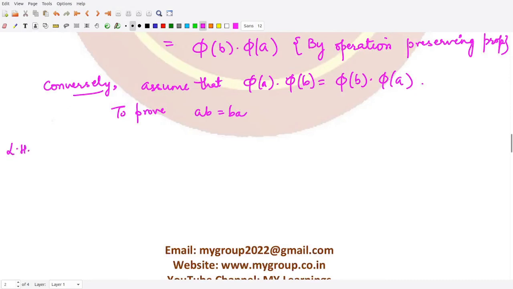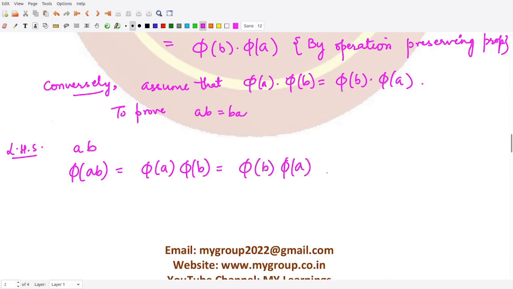For that, let's take the left hand side here. We have AB. When we apply phi onto AB, we have phi of AB. This is equal to phi of A, phi of B. Now because they commute with each other, this is equal to phi of B into phi of A. Now again by the operation preserving property, it is phi of BA. So we have phi of AB is equal to phi of BA.